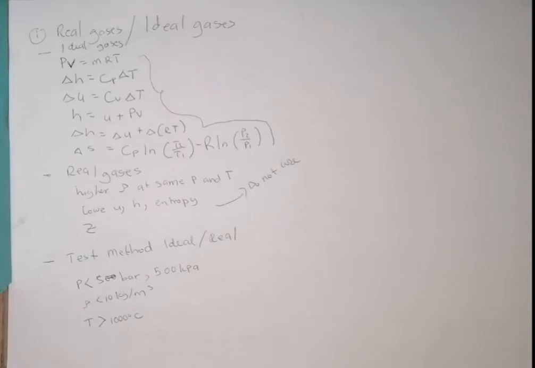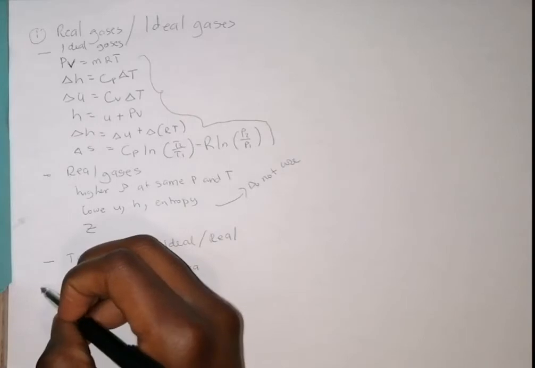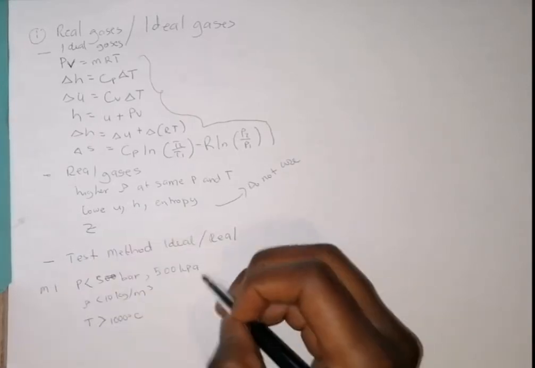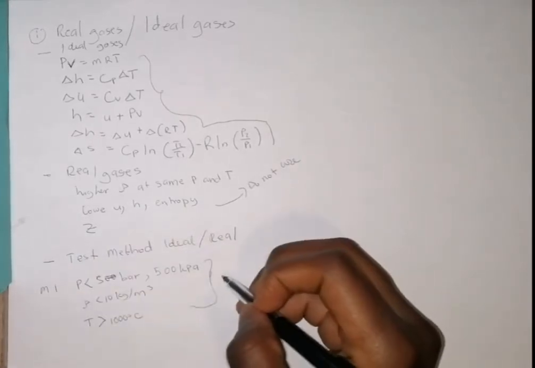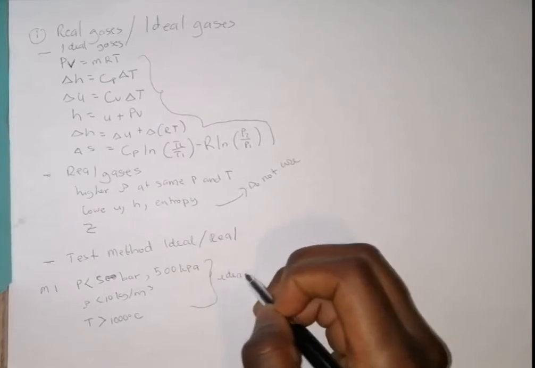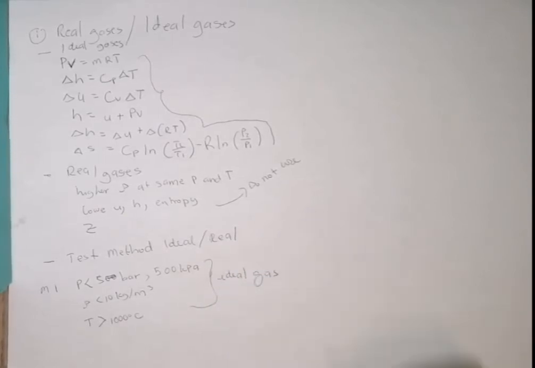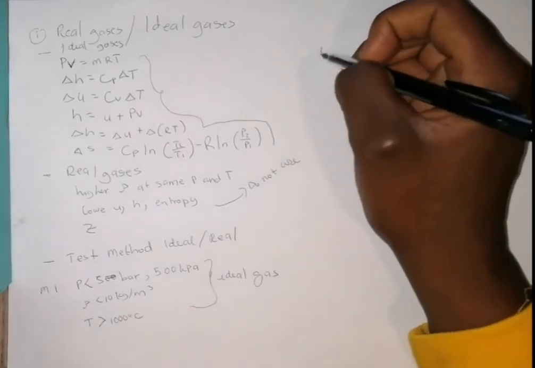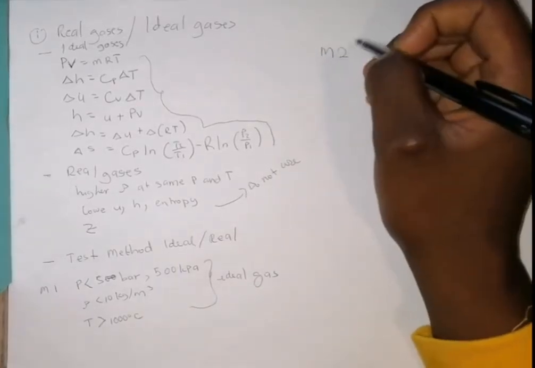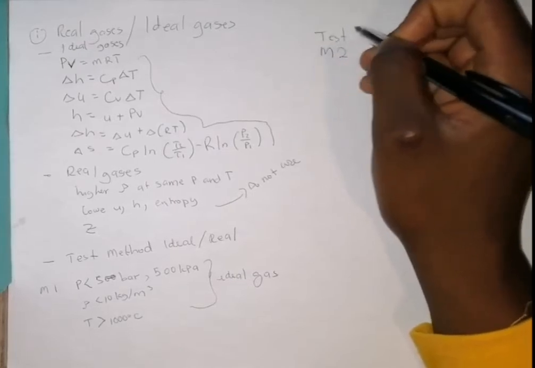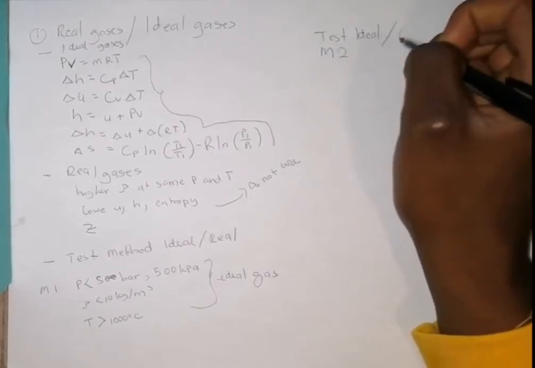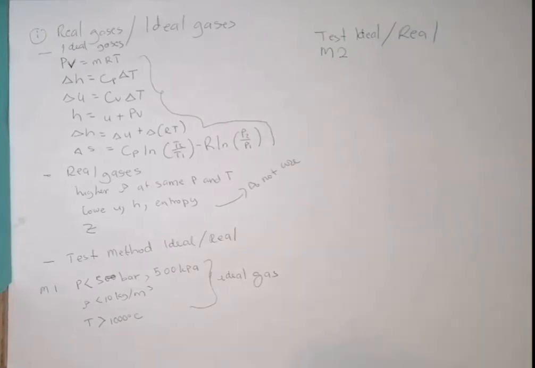Then the other method which you can use, so we will say that this is method 1, for ideal gas. Okay, so now we're going to go to method 2, which is the test of ideal or real. With the second test, what we can use is the reduced temperature and reduced pressure using the tables which have been given in the thermodynamic table handout.